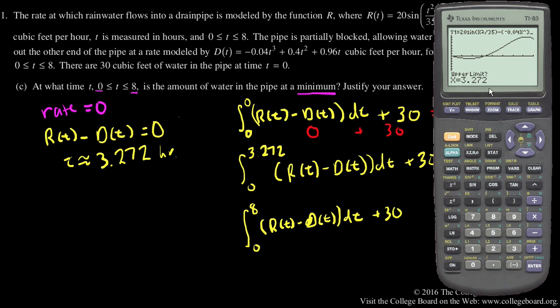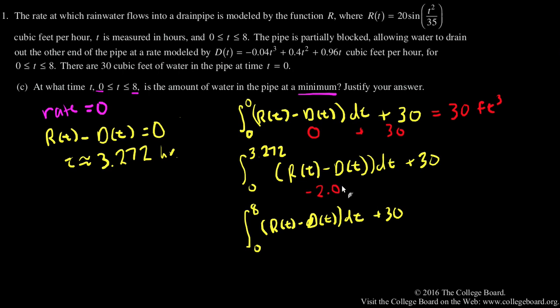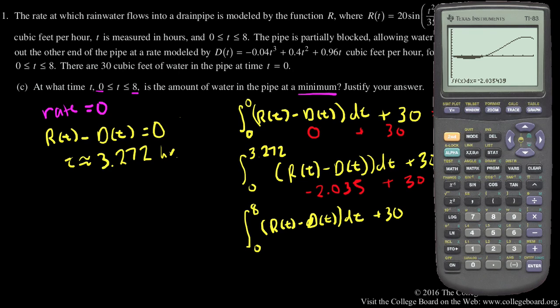If I want to know how much was in there, I'd keep extra digits here, but since I just need to know the time, this is already rounded to 3.272. This is going to be my final answer, so I don't need to keep extra information there, but I should have if I want to know the quantity in there. Integrate this, and I get that integral, which is approximately negative 2.035, so that's negative 2.035 plus 30, which is approximately 27.965 cubic feet. And then if I go back and do that integral from 0 to 8 to get the ending value, it'll take a little bit to figure out that area.